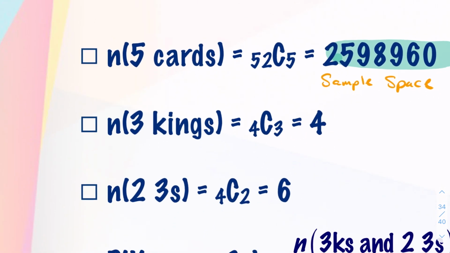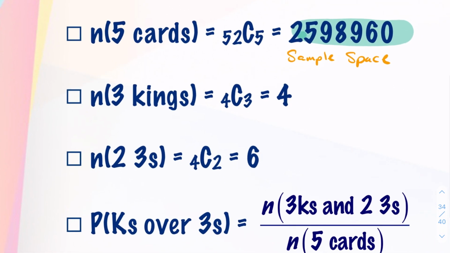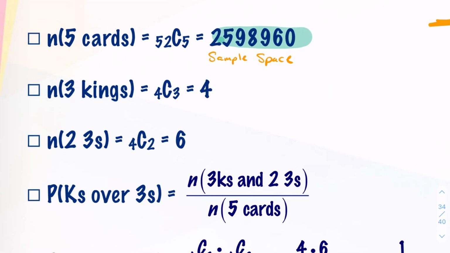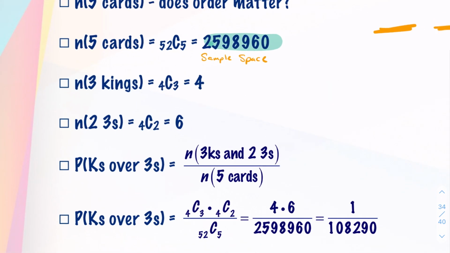Likewise, if we know the number of getting 2 3s, there are 4 3s in the deck. We want 2 of them. Doesn't matter what suit they are, so we do 4 choose 2. So if we put this all together, the probability of getting 3 kings and 2 3s, or kings over 3s, is the probability of 3 kings and 2 3s, which is multiplying those two, divided by the total number of ways we can do that.